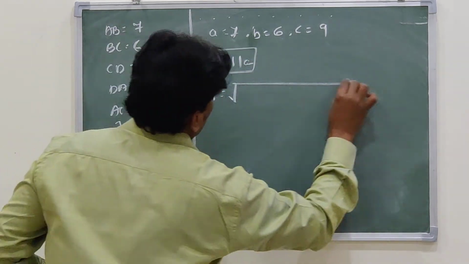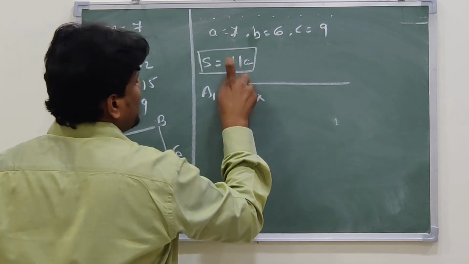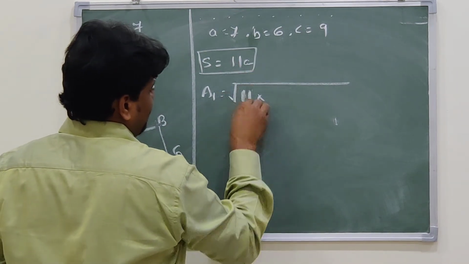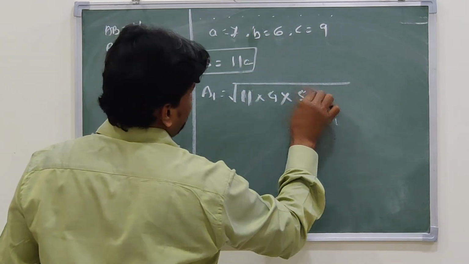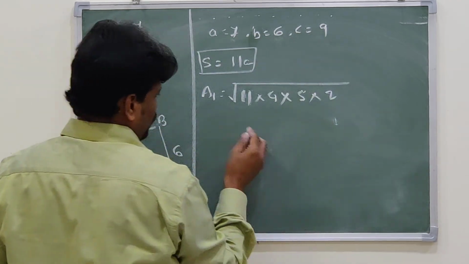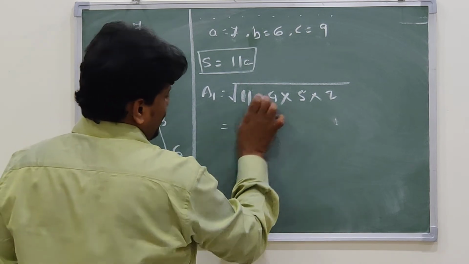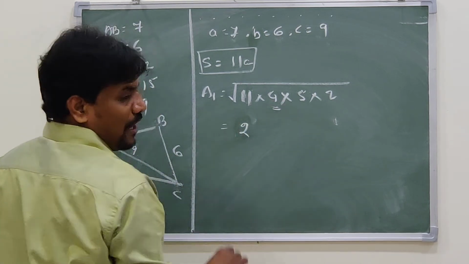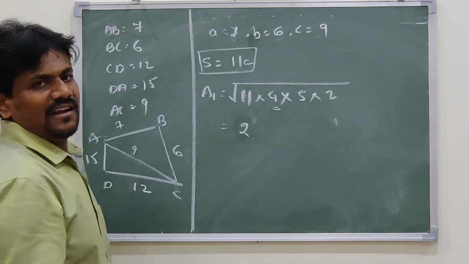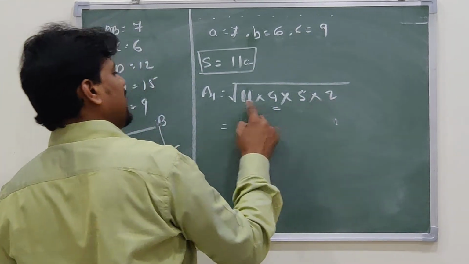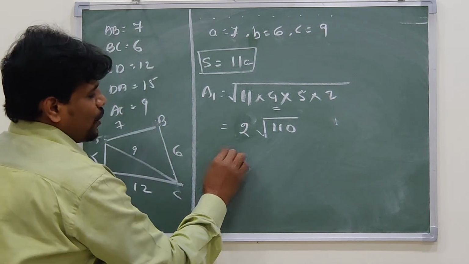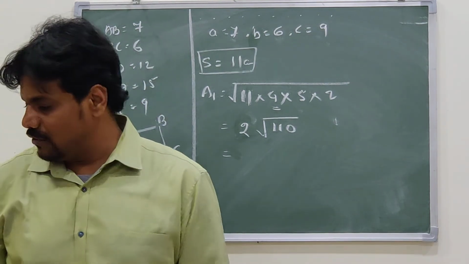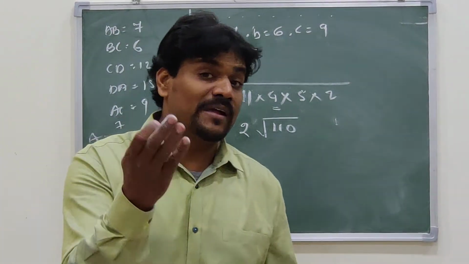Area A1 will be equal to the square root of S into S minus A, and so on. S is 11, sorry. 11 minus 7 is 4. 11 minus 6 is 5. 11 minus 9 is 2. See? This is a square number, so we have this out, and there is nothing else that can come out. 5 2s are 10, 10 11s are 110. There is no pair. You would not know how to calculate the square root of 110, or you may have.